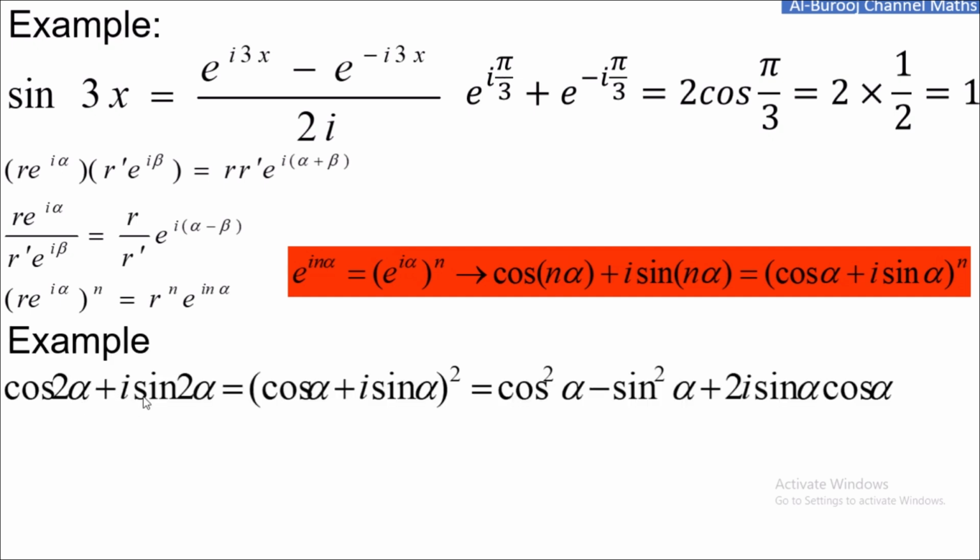Cosine 2 alpha plus i sine 2 alpha is (cosine alpha plus i sine alpha) squared. Expand: cosine square alpha minus sine square alpha plus 2i sine alpha cosine alpha. What do we conclude? Cosine 2 alpha is cosine square alpha minus sine square alpha, and sine 2 alpha equals 2 sine alpha cosine alpha. So we conclude two rules in trigonometry.